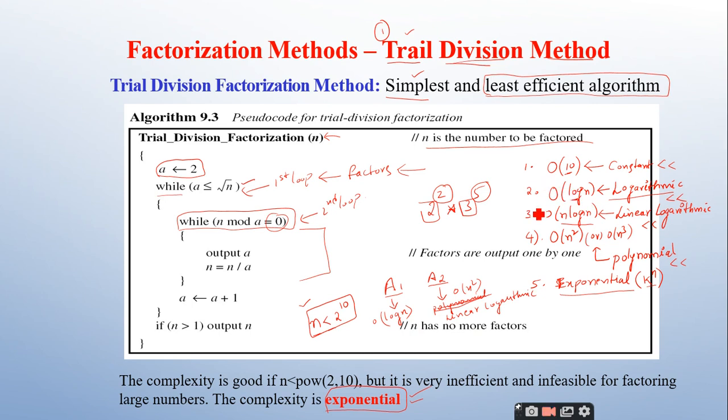As you can see in this example, what we have discussed is that constant time complexity is much less than logarithmic time complexity, which means it is going to complete its task in an efficient manner. Logarithmic is much less than linear logarithmic. Linear logarithmic is much less than polynomial. Polynomial is much less than exponential. Now tell me, when you are writing a new algorithm, what do you want to achieve? Do you want your algorithm to have exponential, polynomial, linear logarithmic, logarithmic, or constant time complexity? Tell me.